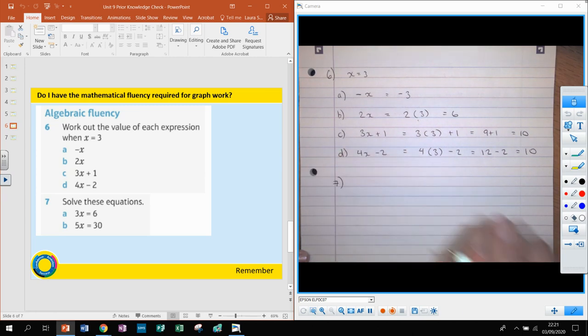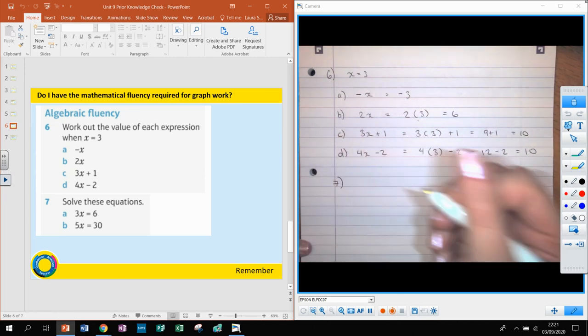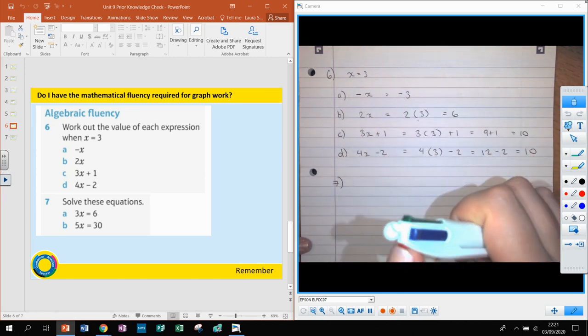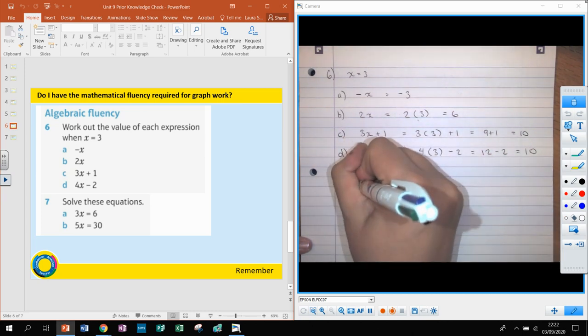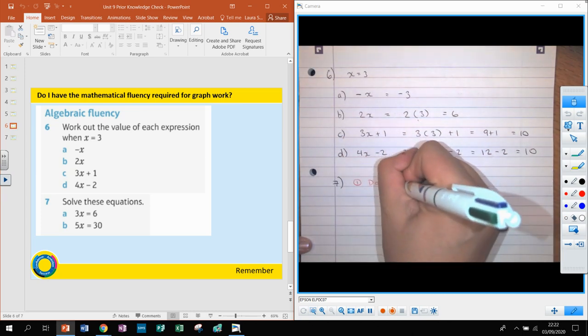Question 7, we are looking at solving. Remember, there were 2 rules that were really important for solving. The first one is to do the opposite.